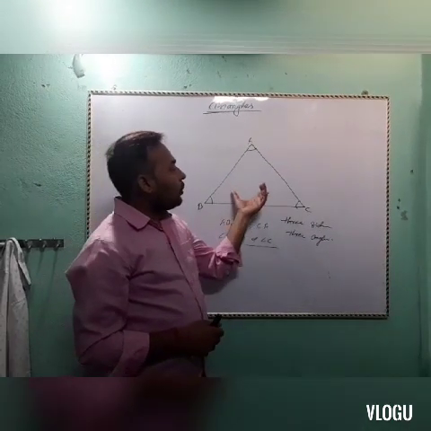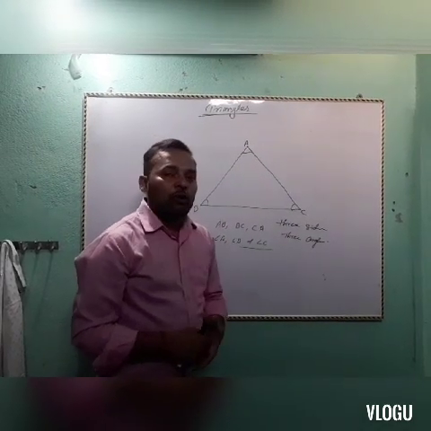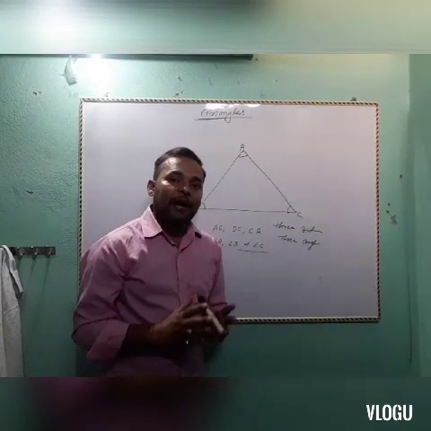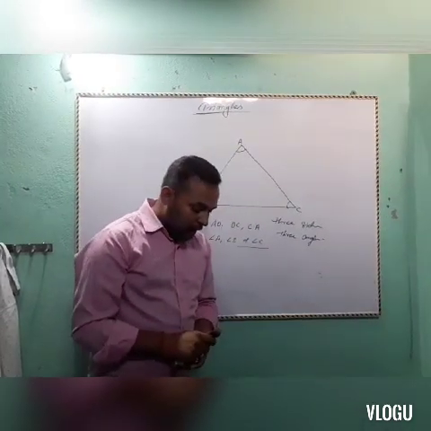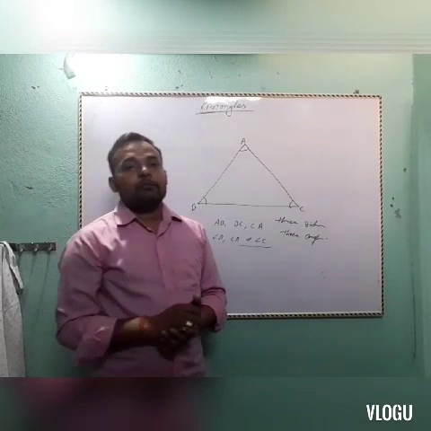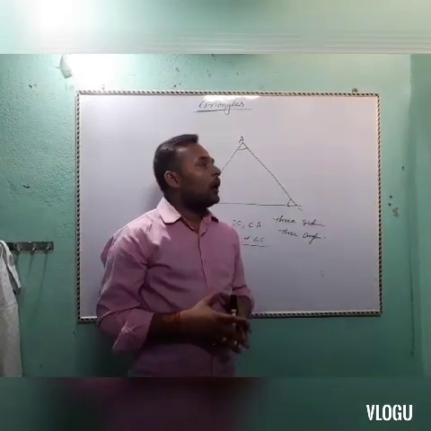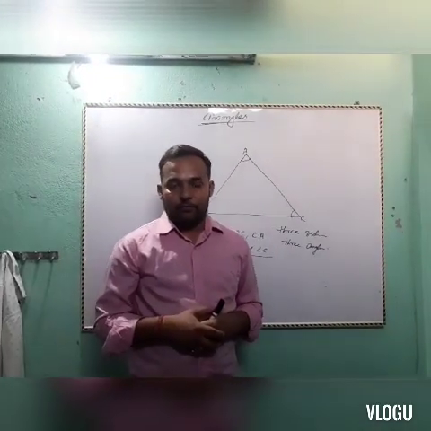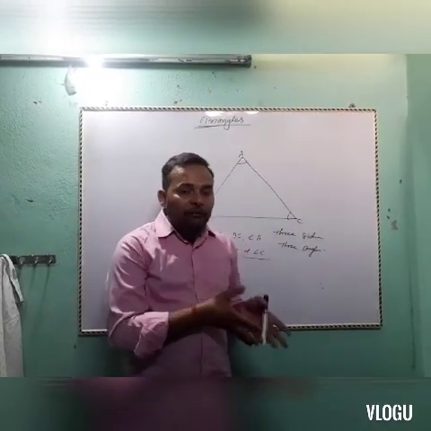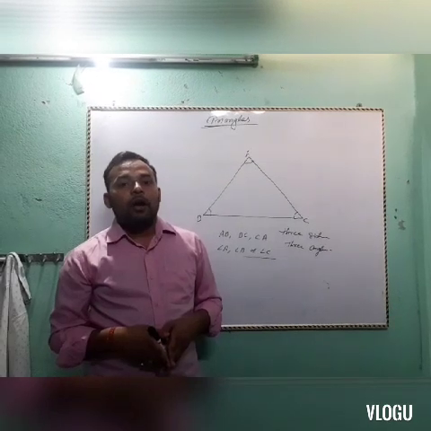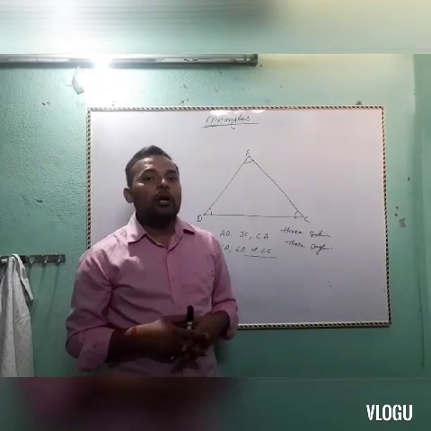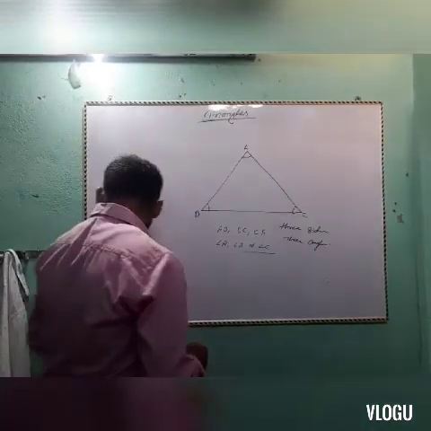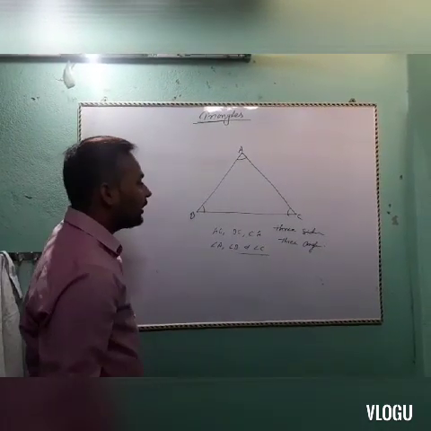And two triangles are congruent if their shape and size are equal. In previous classes, we have learned about congruent triangles in class 9. But in class 10, we have discussed similar triangles.